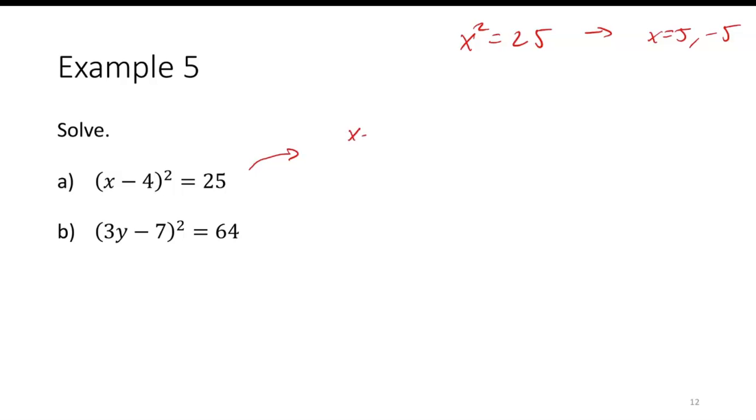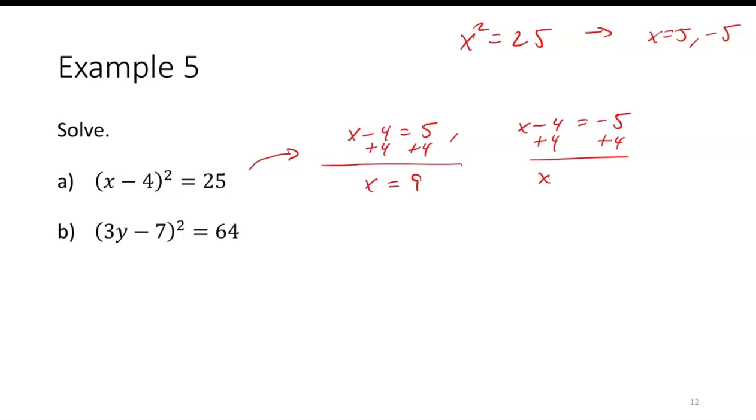So this tells me that x - 4 is equal to 5, or x - 4 is equal to negative 5. And then from there, I would add 4 to both sides, and I end up with x equal to 9, or x equal to negative 1. So (x - 4) squared equal to 25 has two solutions. One where x is 9, and the other is x is negative 1.